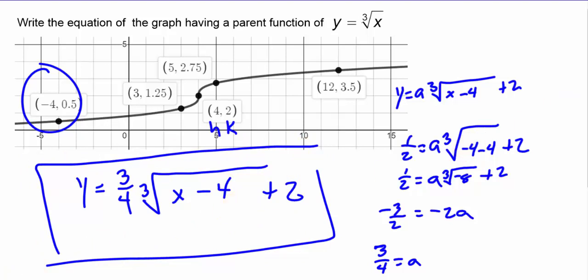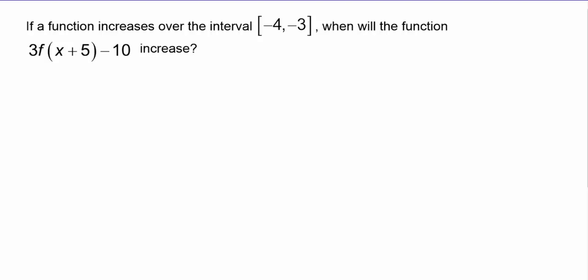Let's take a different tack on this now. We know that this function increases over this interval. So this is an x1 and this is an x2. We don't know what the y's are, but we know from negative 4 to negative 3, this graph is somehow rising. It's not necessarily a line, but we know it's going up. And then I take f of x and do this: I take and move all points to the left 5, down 10, and this is a y multiplier.